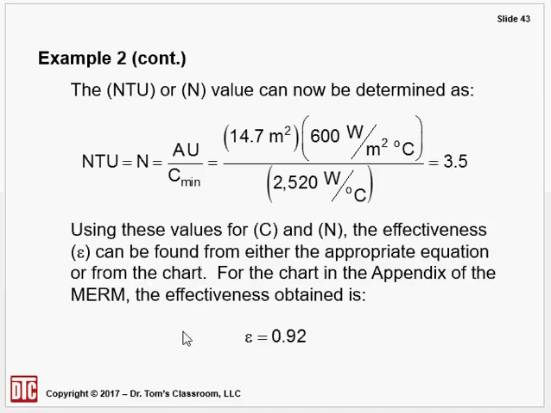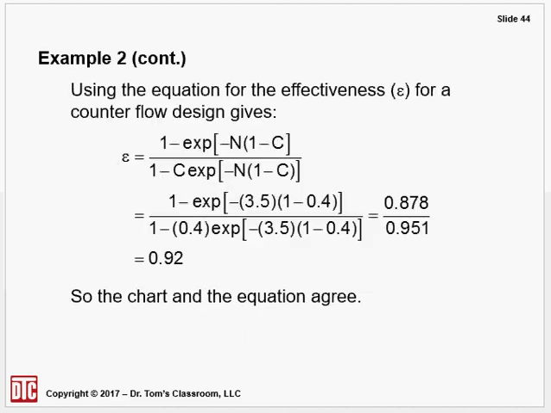Okay, so if you use those two and the appropriate chart in the appendix of the MERM, one of those 7 there, it fits. You get epsilon right at 0.92. I think it's fairly safe to read that chart. Okay. Now, it turns out this is, again, for counterflow.